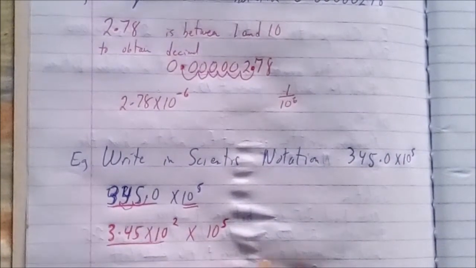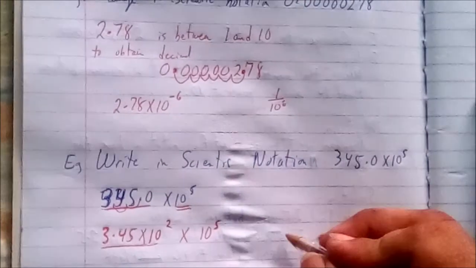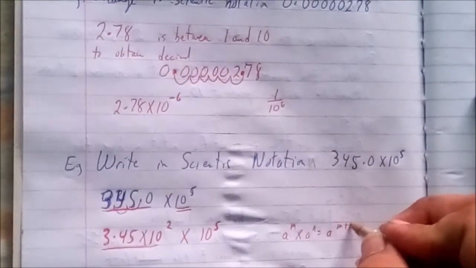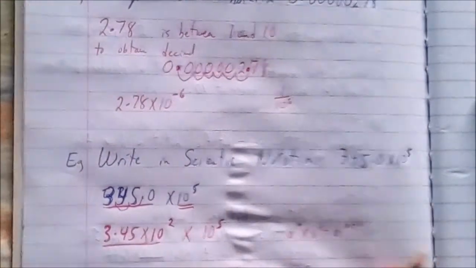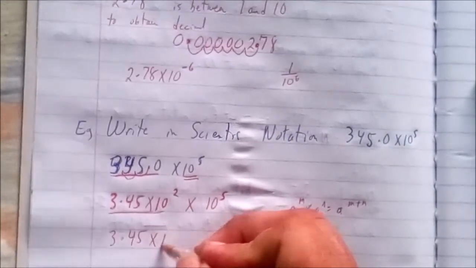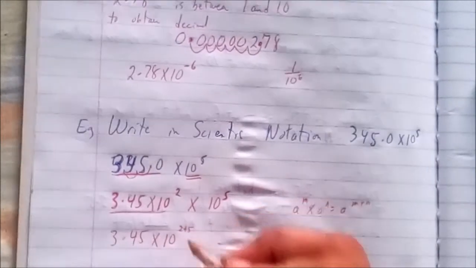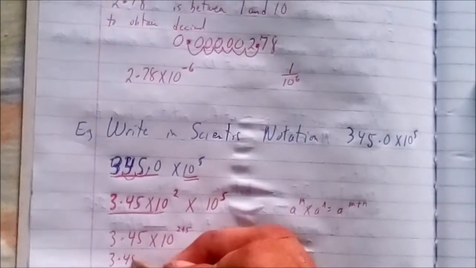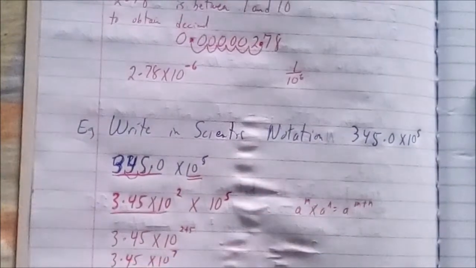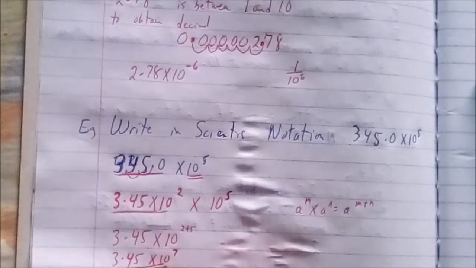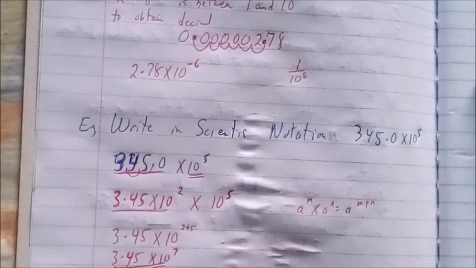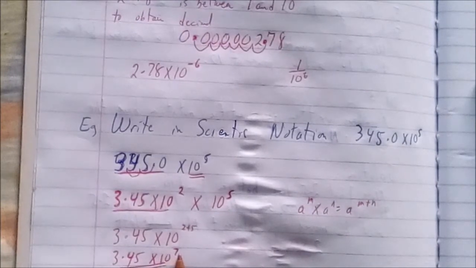We must recall the laws of indices that says this piece and this piece, that says a base to a power times that base to a different power, we keep the base and simply add their powers. So therefore the next step would then be 3.45 times 10 to the 2 plus 5, which is then 3.45 times 10 to the 7th power. That is now in scientific notation. According to the rules, this first number is between 1 and 10, and it is a base 10 to an integer.